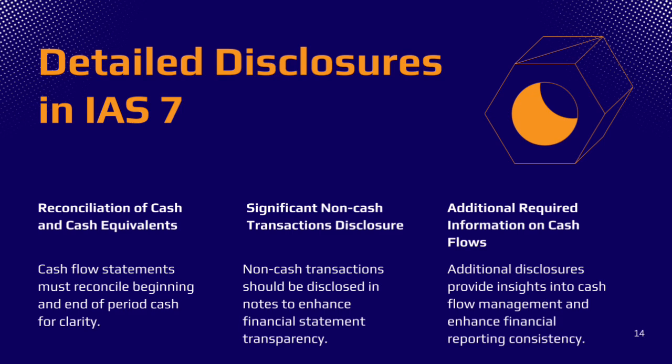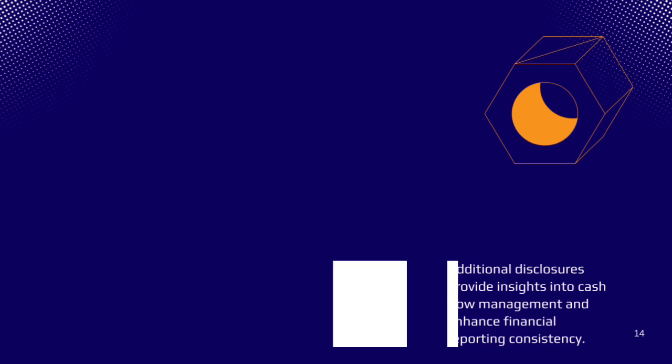Finally, IAS 7 requires crucial disclosures. Companies must disclose the components of cash and cash equivalents and present a reconciliation of the opening and closing balances in the statement of cash flows to the amounts reported in the balance sheet. Most importantly, non-cash transactions, like buying a building by issuing shares, must be excluded from the main statement but fully disclosed in the notes, as they affect the company's future financial health.